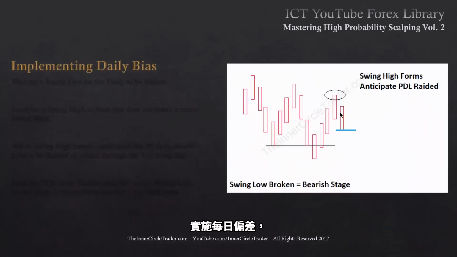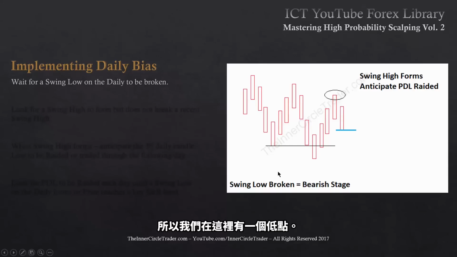Okay, implementing the daily bias. This is when it's bearish. You're going to be waiting again on the daily chart for a swing low on the daily to be broken. So we have a swing low here. Okay, again, a daily candle that has a higher low to the left of it and a higher low to the right of it. Eventually, as price trades through this, a break in market structure sets the stage for a bearish market condition. Okay, so we're alerted to waiting for a sell scenario.